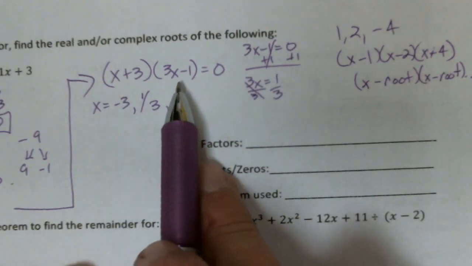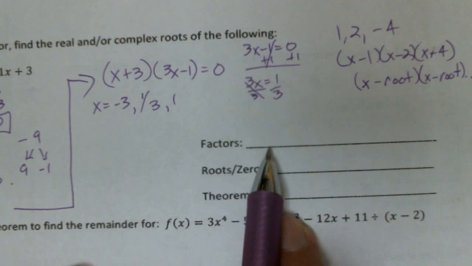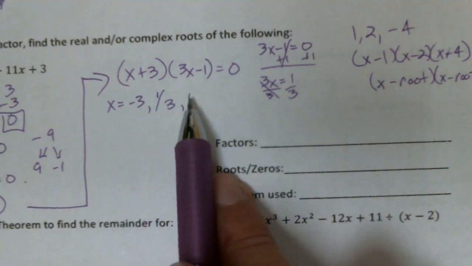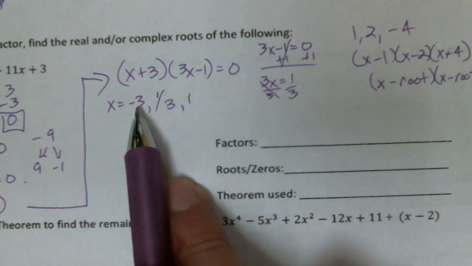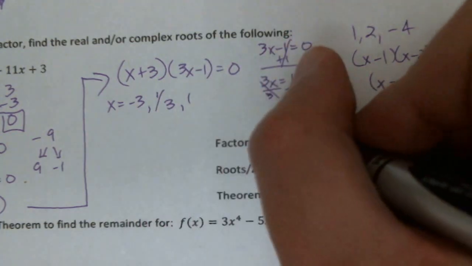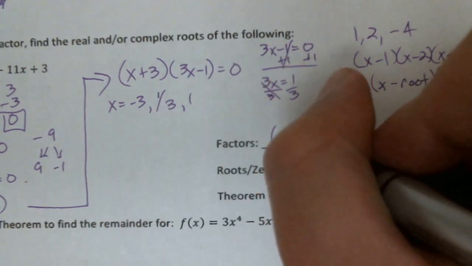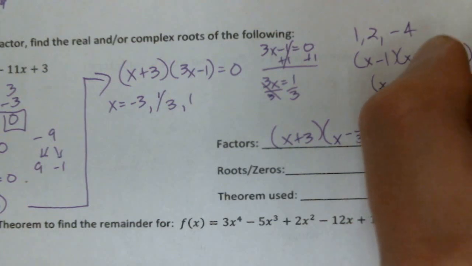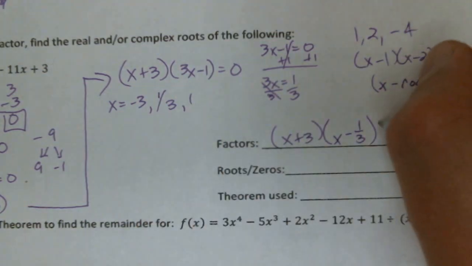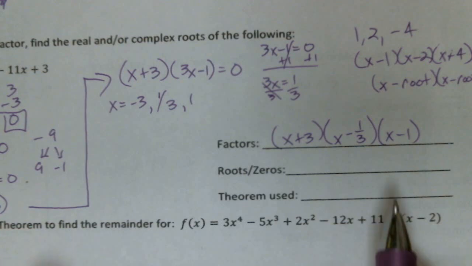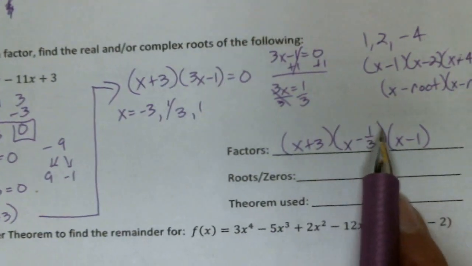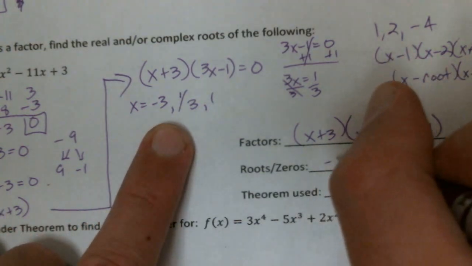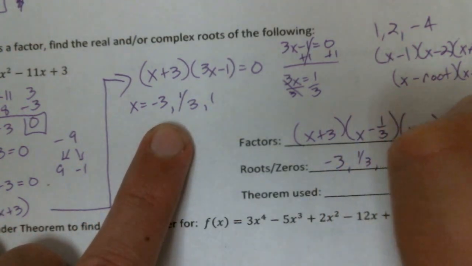Okay, so a lot of you guys are going to be tempted to throw this 3x minus 1 down there, but it really needs to be x minus root, or x minus my 0. These are my 3 zeros, so I need to go from here and flip these signs. So my factors are going to be, flip that sign, x plus 3, flip that sign, x minus 1/3, flip that sign, times x minus 1. And that makes sense because they told us x minus 1 is a factor. Now the zeros, the roots, are going to be those guys. So negative 3, 1/3, and 1.